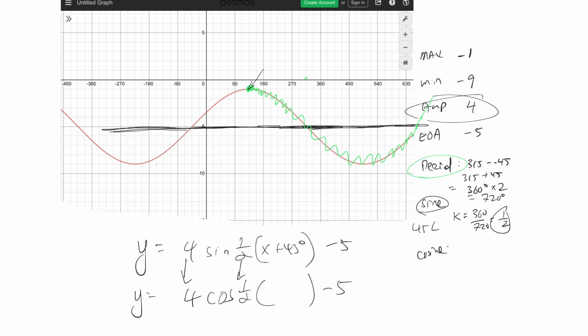So what is my phase shift? In this case, cosine usually starts on the y-axis up here, but now it has shifted to the right by 135 degrees. So x minus 135 degrees. When I give you a graph, you should make sure you know the value of the scale of each box.